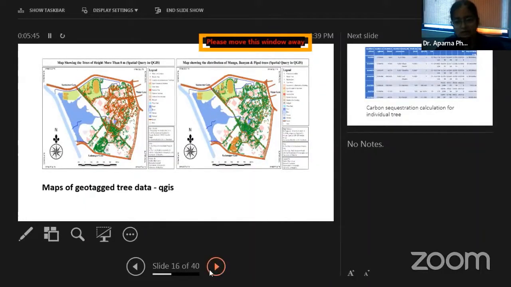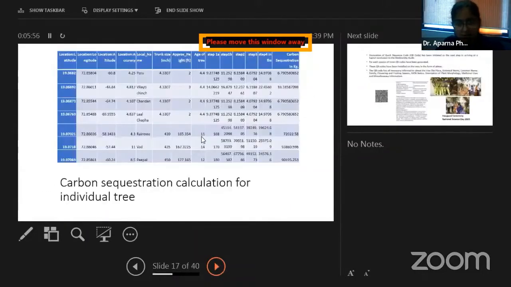Another example, these two examples of spatial query. So we could identify trees on the basis of height, and we could also identify trees on the basis of what varieties these are. The most important part was that we also emerged with carbon sequestration.